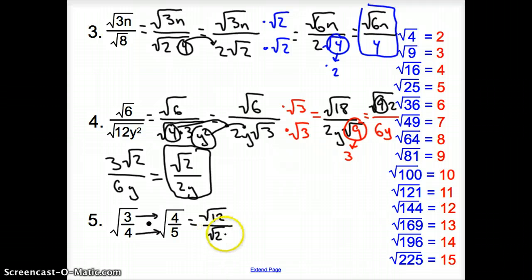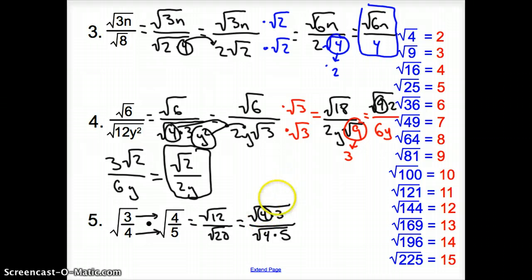Now once we do this part, it's the exact same as 4, exact same as 3. Start simplifying the top and bottom. Figure out what perfect squares go into 12 and 20. Well, I know the perfect square that goes into 12 is 4 times 3, and then the perfect square that goes into 20 is also 4. So it's 4 times 5.